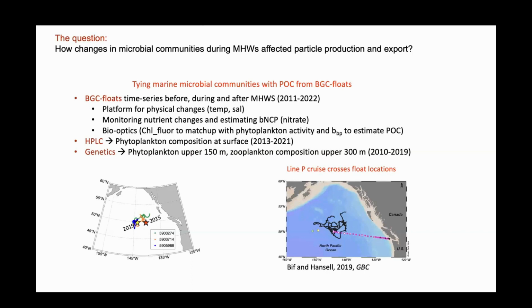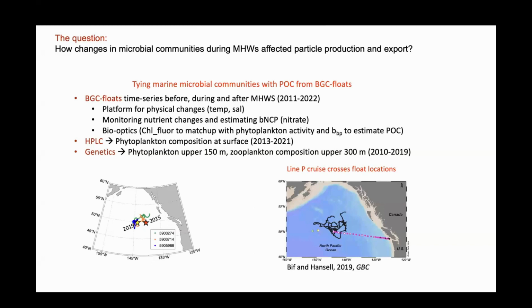And then I use HPLC data for phytoplankton composition at surface. This data was collected between 2013 and 2021, but it's only for the surface of the ocean, and it just gives me an idea of groups of phytoplankton, and not very specific orders or genus. And this is when genetics comes.